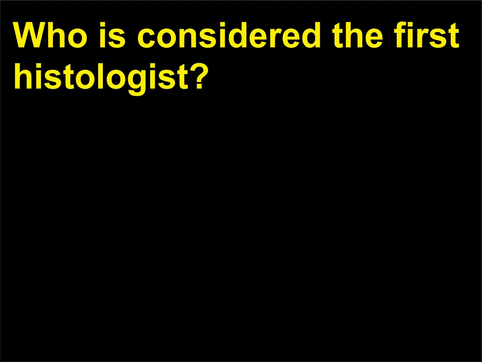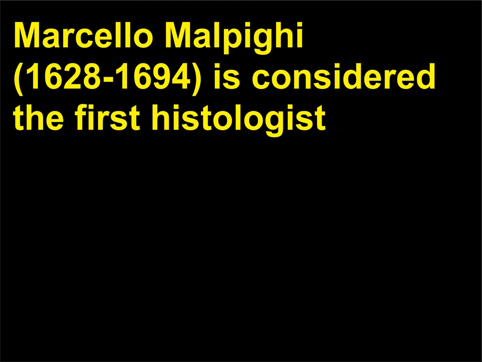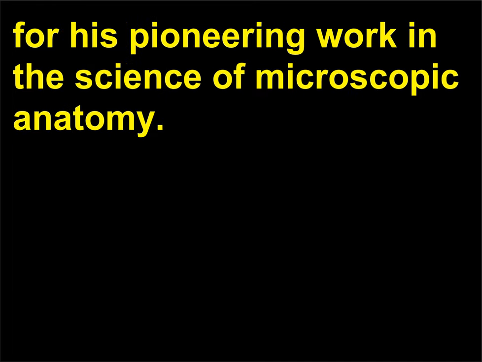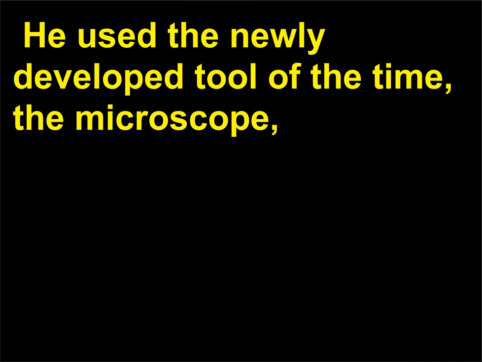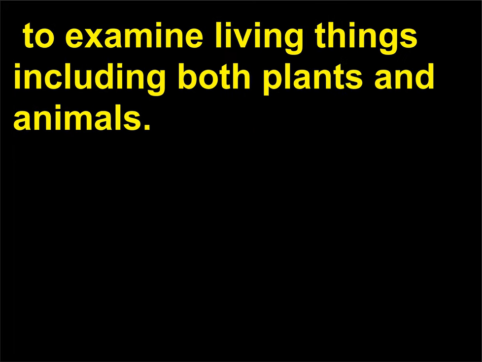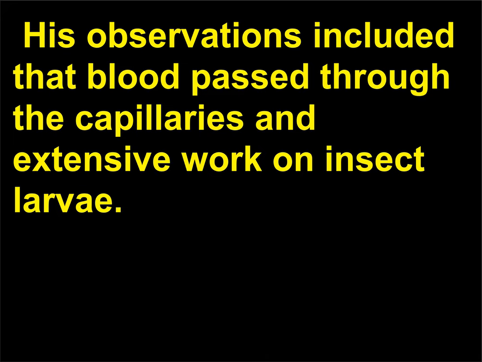Who is considered the first histologist? Marcello Malpighi, 1628-1694, is considered the first histologist for his pioneering work in the science of microscopic anatomy. He used the newly developed tool of the time, the microscope, to examine living things, including both plants and animals. His observations included that blood passed through the capillaries and extensive work on insect larvae.